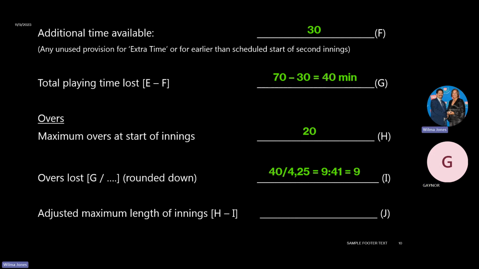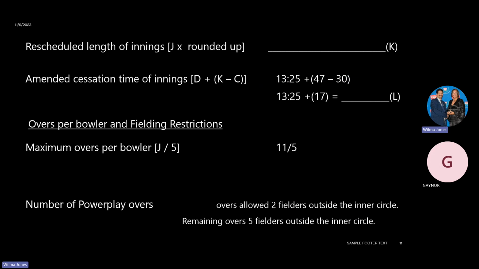All right. Now we need to determine the new length of the innings. Because we had 20 overs at the beginning of the match, and due to the conditions we've lost 40 minutes, which is equal to 9 overs, I would take 20 overs and subtract 9. So the length of the innings would be 11 overs, which is J. 100% correct. Thank you. Right, let's move on to the timings.